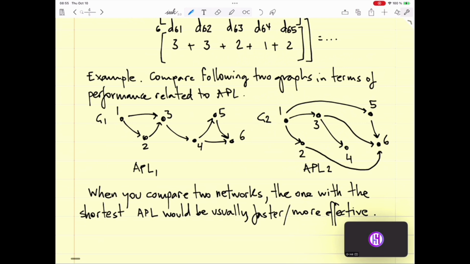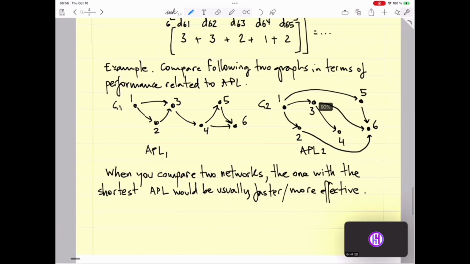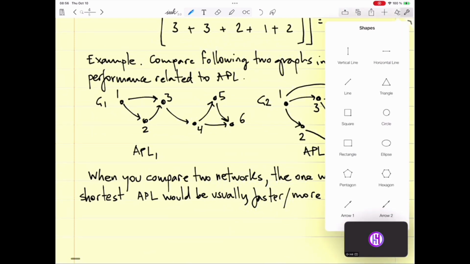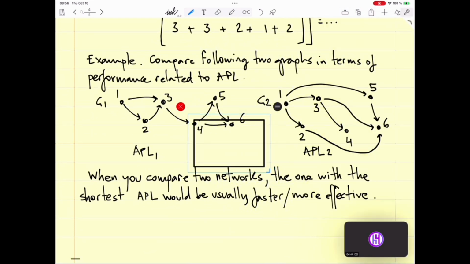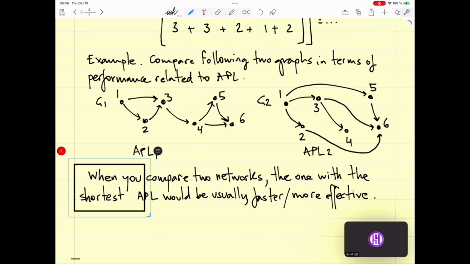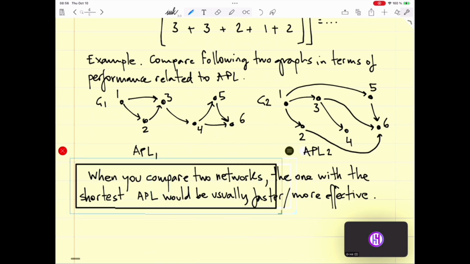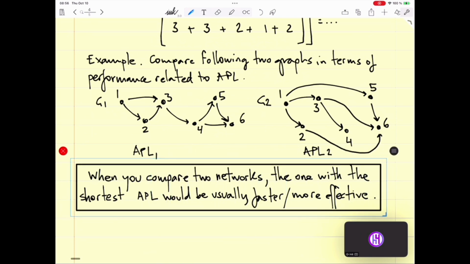So this serves as an introduction for the average path length. You understand how to calculate it. Last year I asked this question in the exam: given a graph, calculate the average path length. Just giving points for free, I guess. Okay. Any questions?